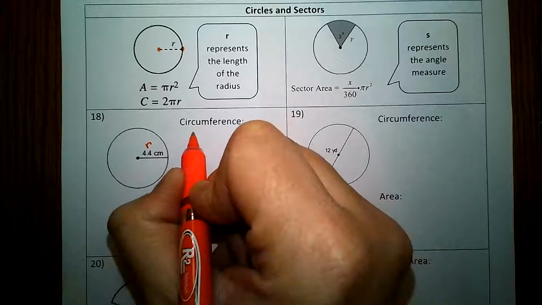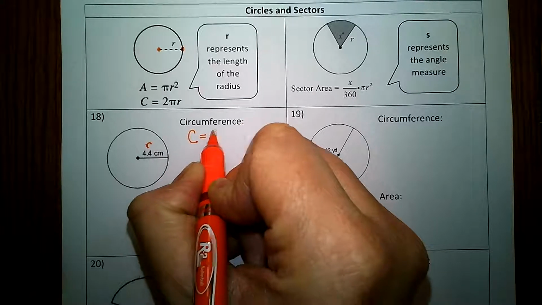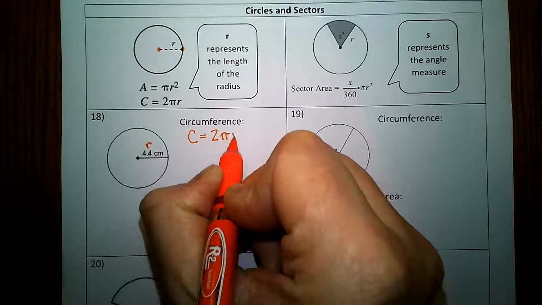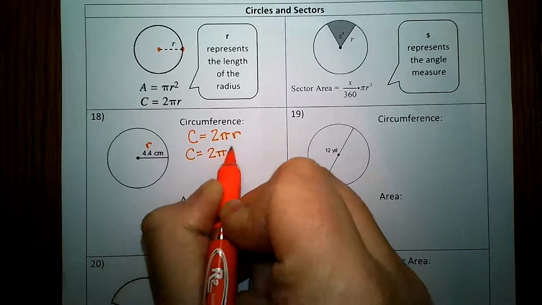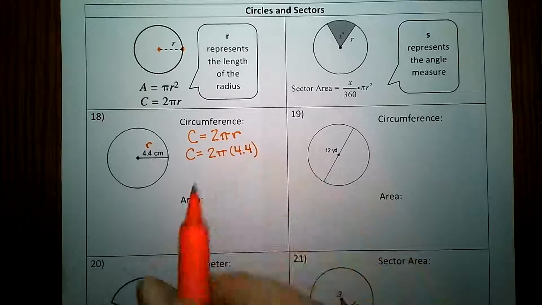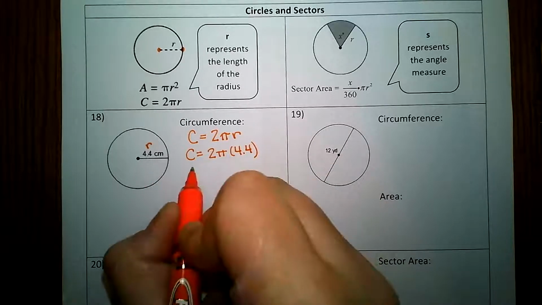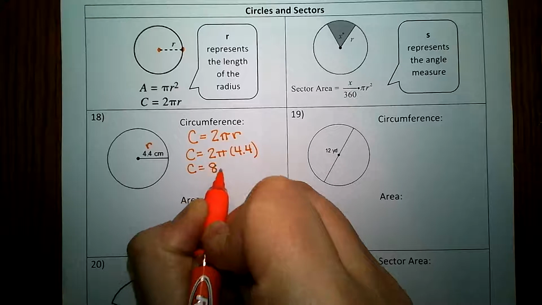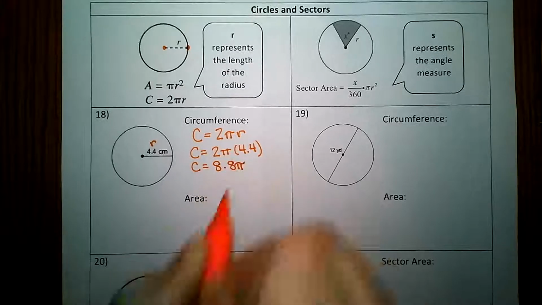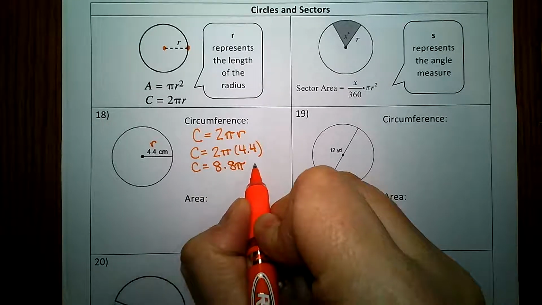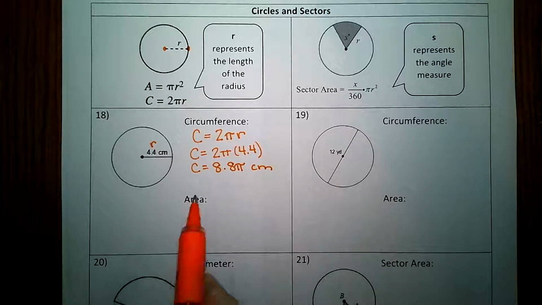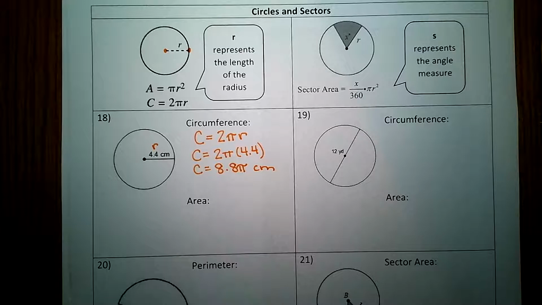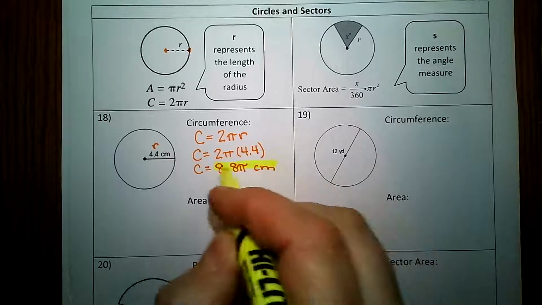So for the circumference, I'm looking at circumference is equal to 2 times pi times the radius. So if I take the 4.4 and plug it into the formula, I could multiply 2 times 4.4. 2 times 4.4 is 8.8. So 8.8 pi centimeters is one way to represent the circumference. This is called the exact value. So I'm going to highlight that because that is one way to answer this question.